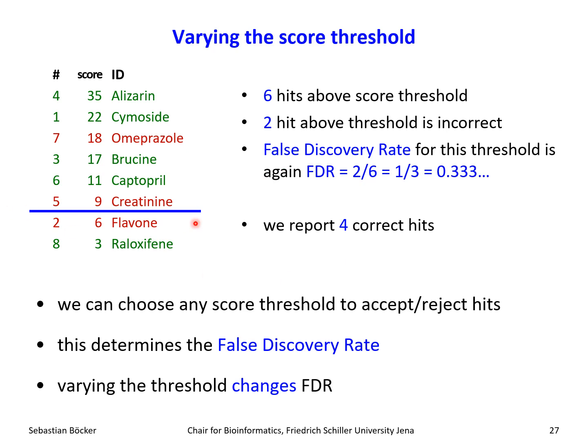Now let's assume this is the correct score threshold. How many correct and incorrect hits do we have? Or how many hits do we have above the score threshold? That's 6. 2 of them are incorrect. So if we choose this score threshold, our FDR is 2 over 6, which is 1 over 3. Oh, that's again the same FDR. And that can happen many times, that the FDR gets smaller again if we lower our threshold for the score. For this score threshold, we would report 4 correct hits, by the way.